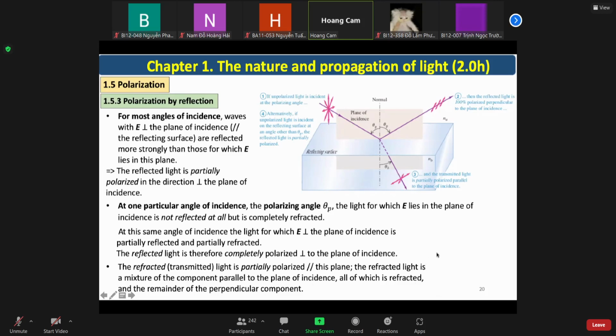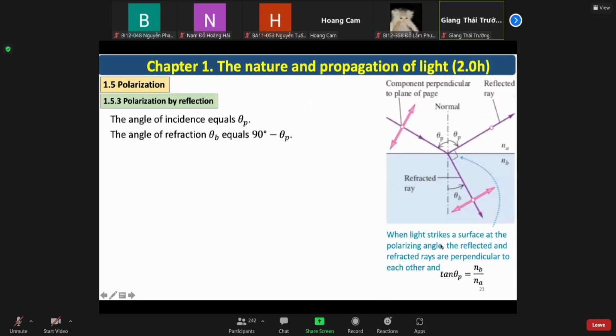So for that, we have the special case, the polarizing angle theta p, and for that we will meet one new law, the so-called Brewster law. This British scientist discovered this relationship. If we draw only the part here, with the component perpendicular to the plane of the page, and that plane is the plane of incidence here, we extract that kind of plane, and you see that the reflected ray and refracted ray are perpendicular to each other.